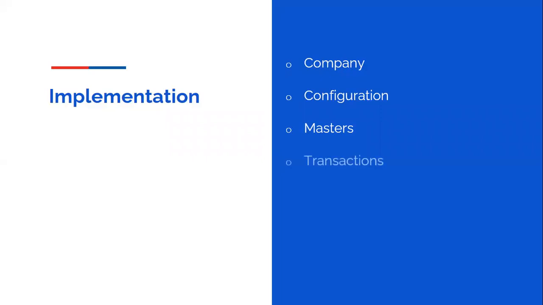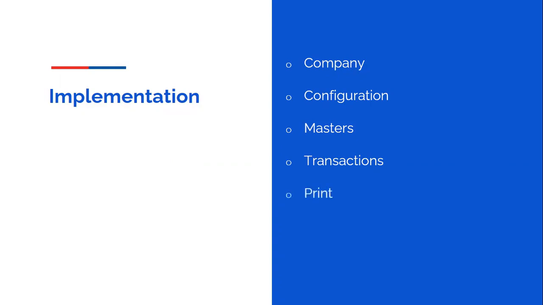And configuration and master part done. So after this configuration and master part, you can record the transactions like purchase, your orders transaction, your production transaction, you can record your expenses transaction and sales transaction, etc. So all the transaction vouchers are available in the Busy accounting software. You can record the transaction as per your requirement.